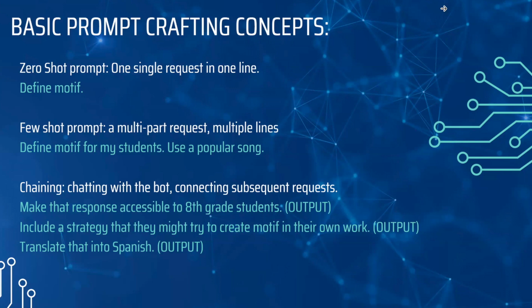You put that right into the chatbot, and usually what will happen is you'll get output that is usually accurate if it's something that's simple that you're asking it to do, but it might not be framed in a way that is most useful to you. So for instance, if I teach 8th grade, I might chat with ChatGPT or Claude. After it defines motif, I might want it to refine its response. So I might create a multi-part request. Define motif for my students. Use a popular song.